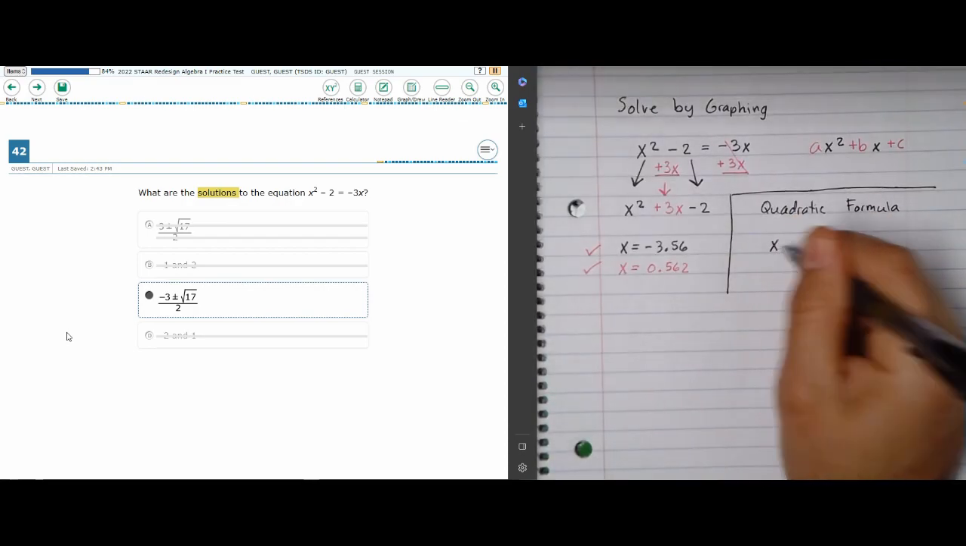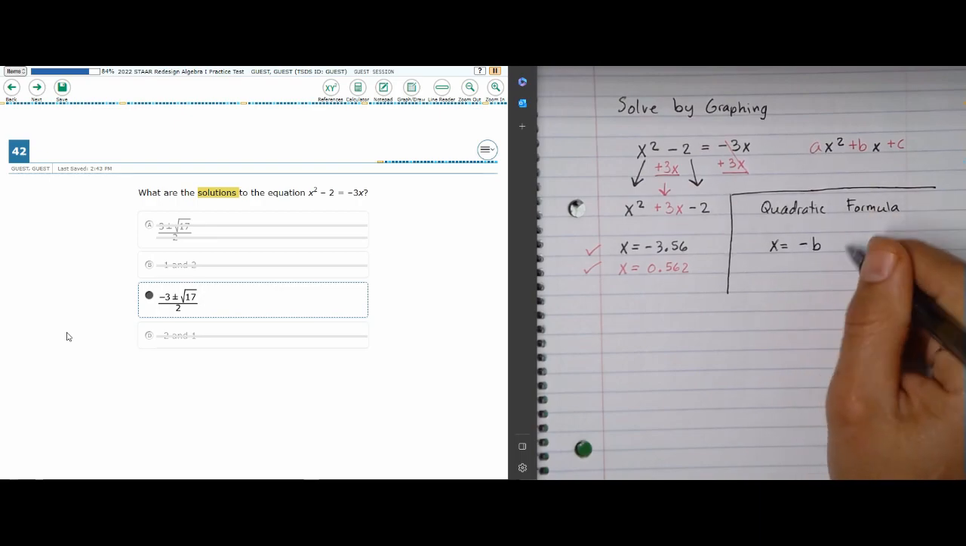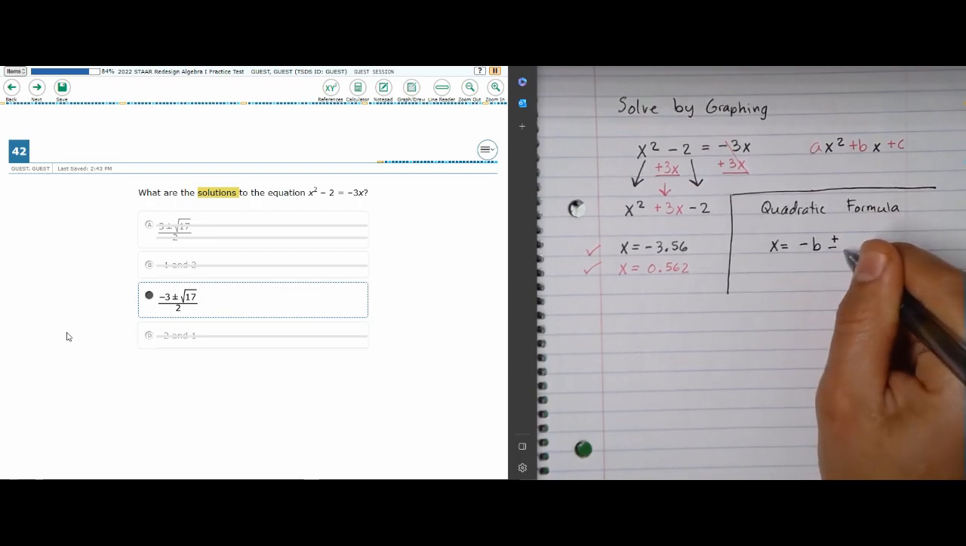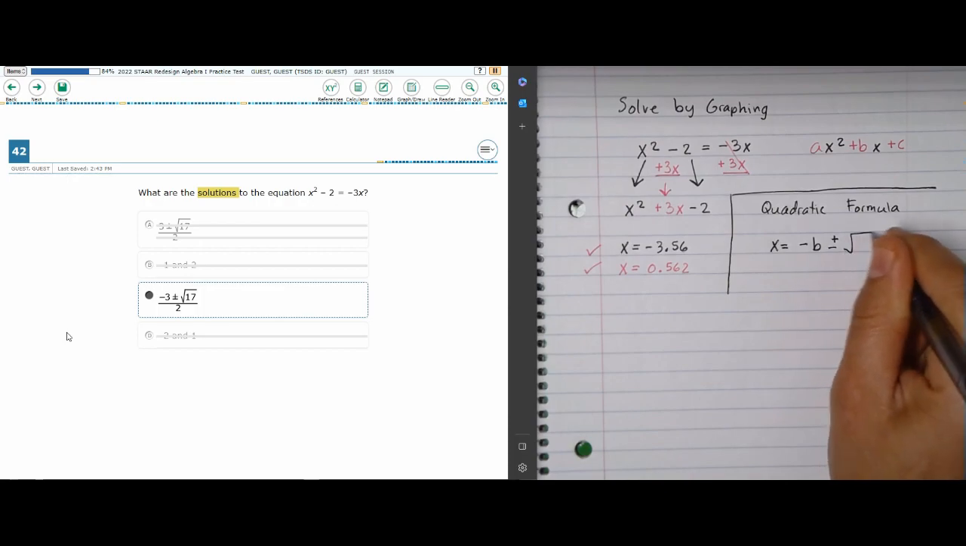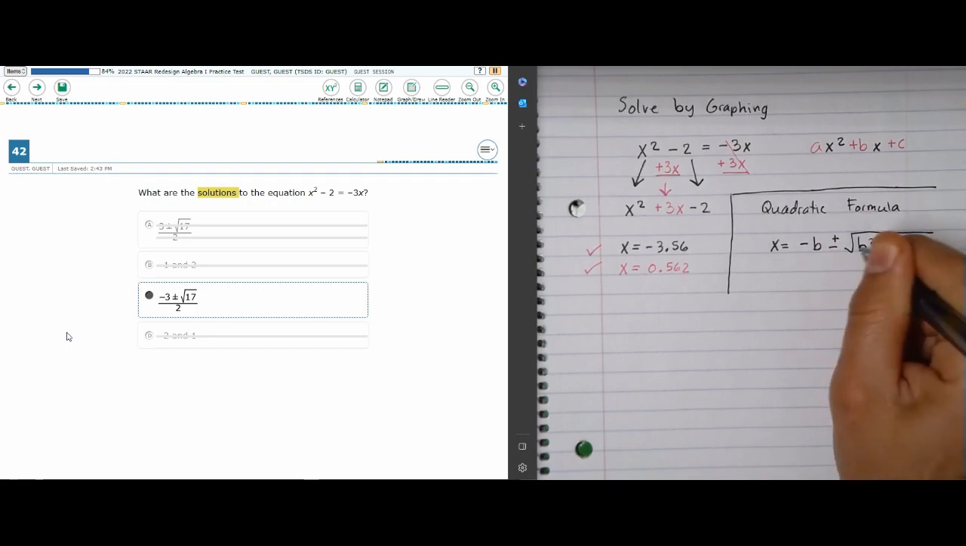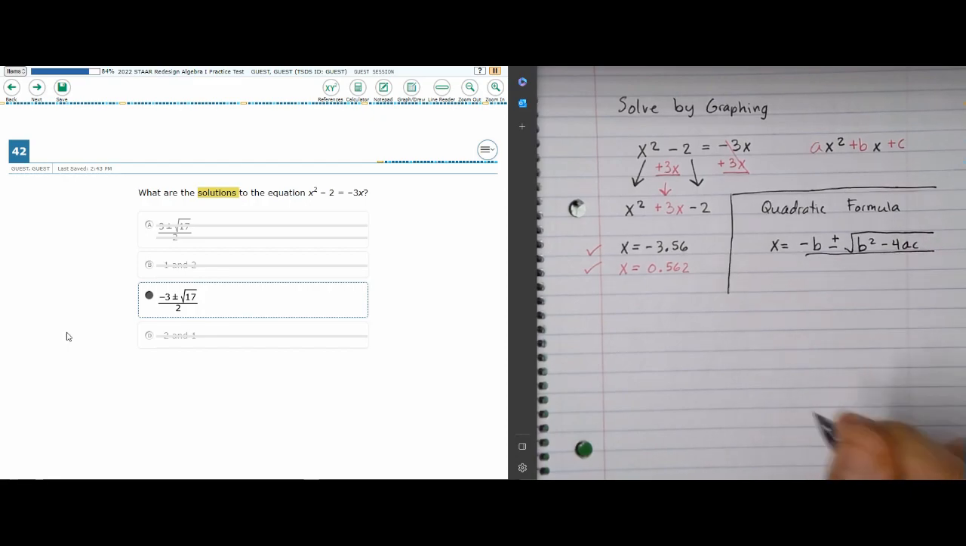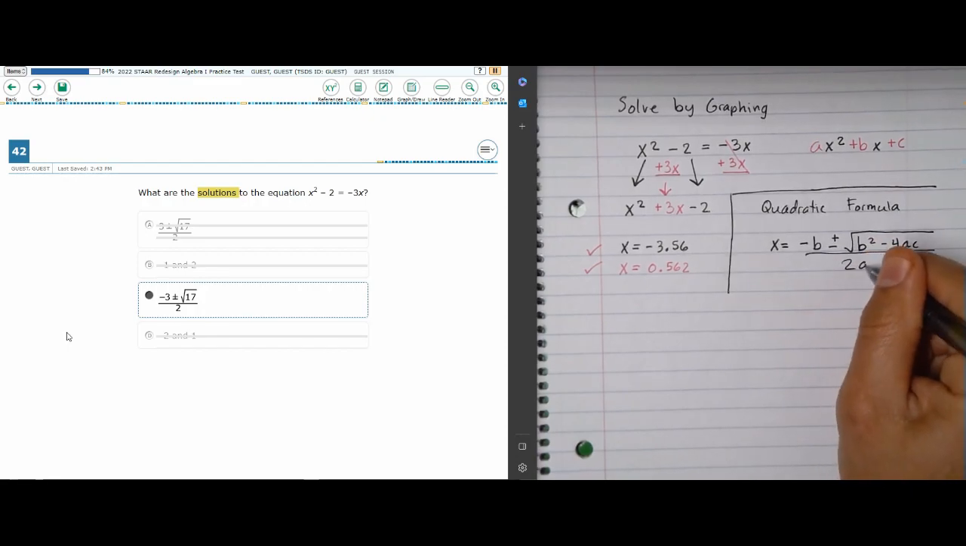So I end up having x is equal to negative b plus or minus the square root of b squared minus 4a and c. And this is all over 2 times a.